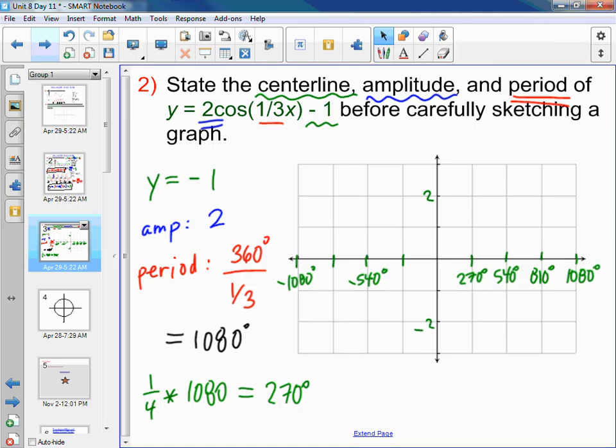Awesome. It looks like we can go by ones on the y-axis. And the first thing first, I like to put in the center line. So everybody, let's put in that center line. Anybody know? All right, let's go ahead and draw in our center line. Y equals negative 1. So we'll draw that in.